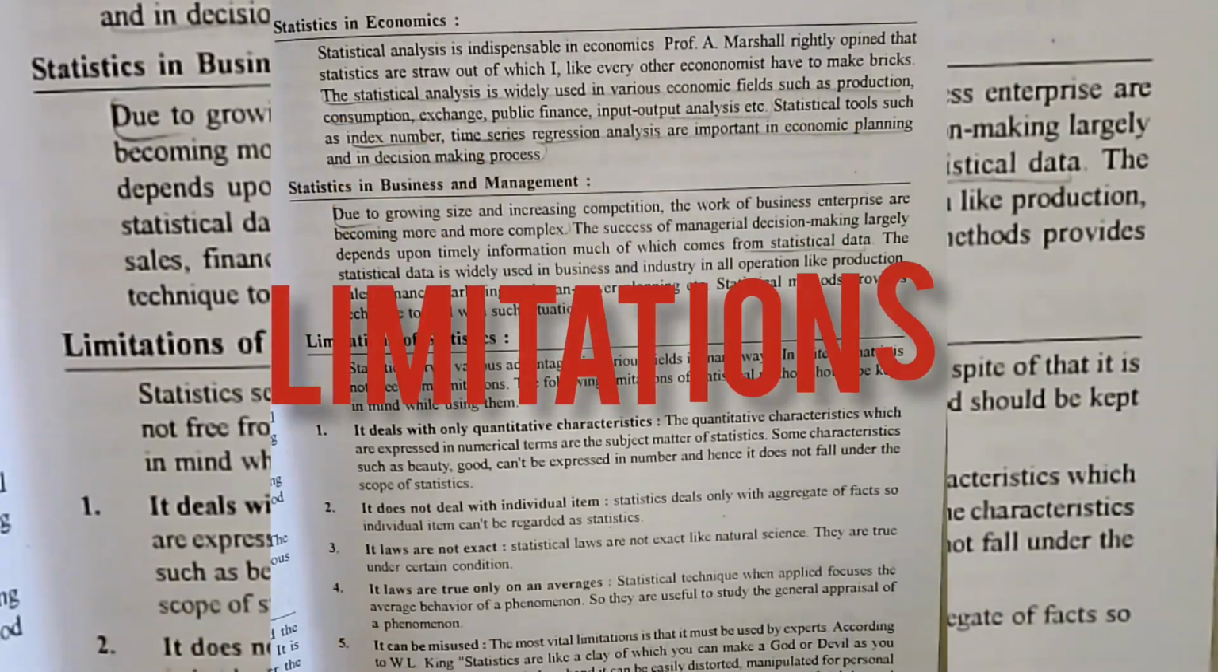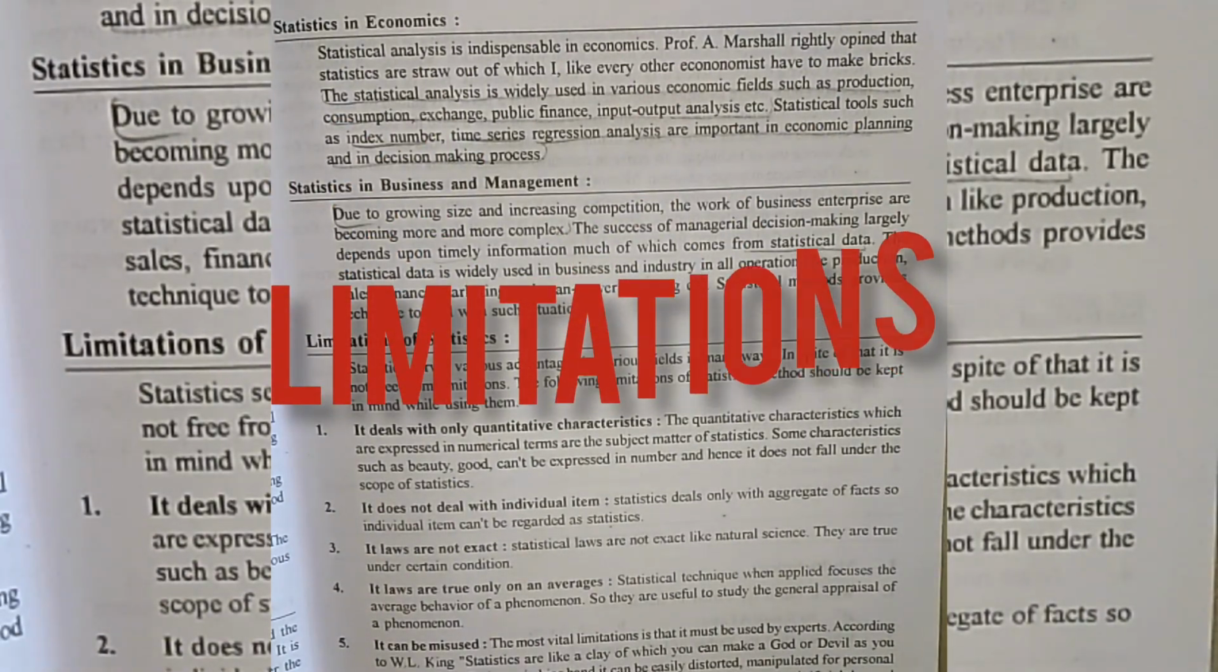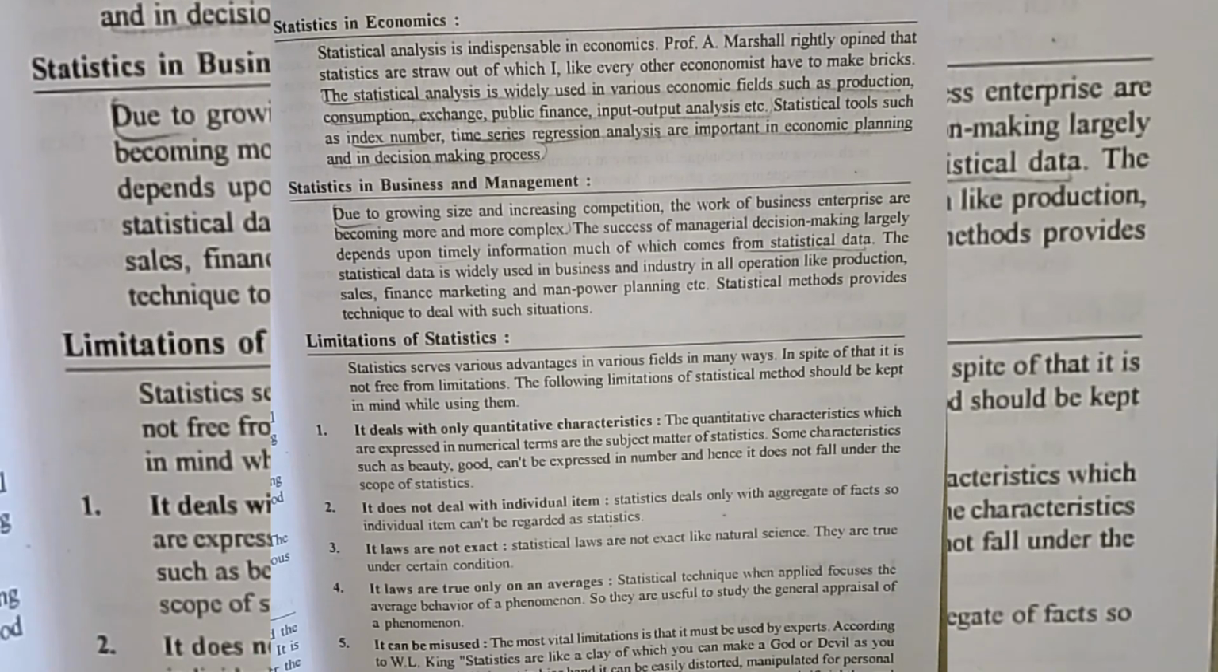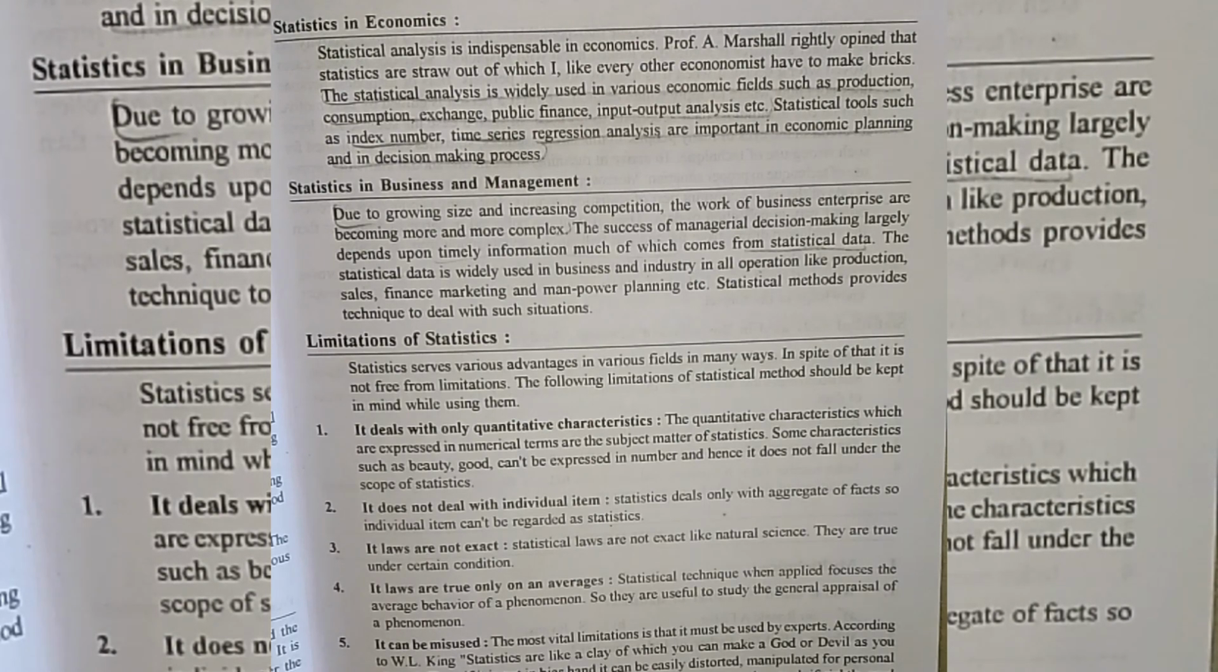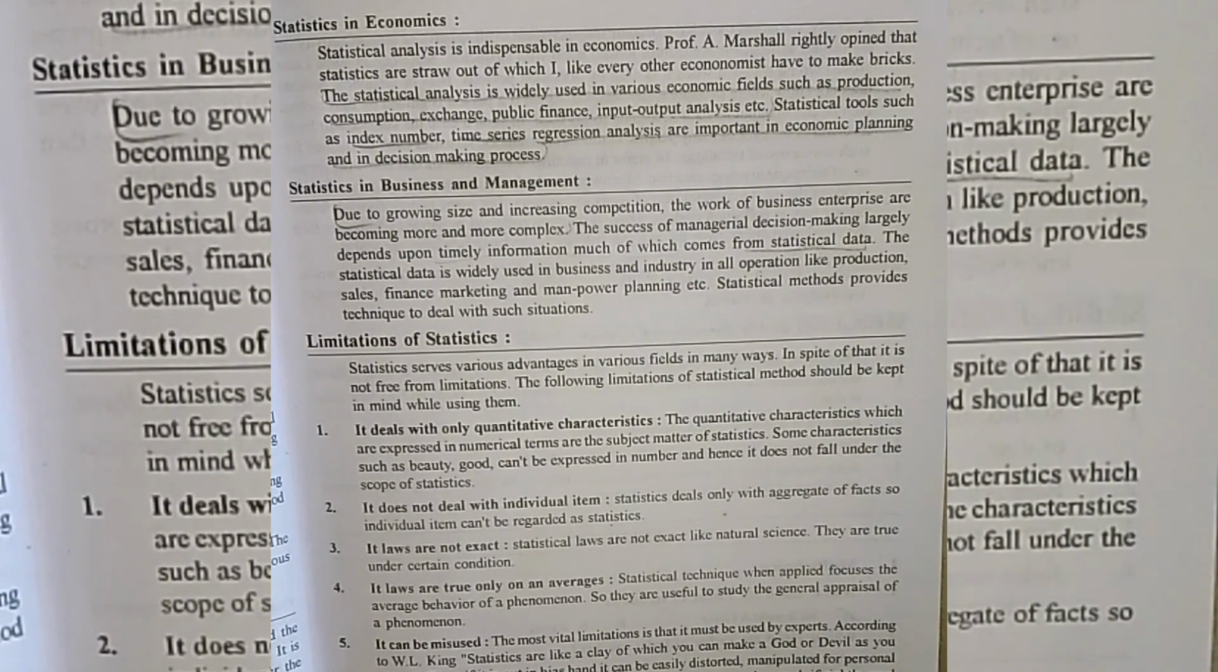So here are some limitations of statistics. It deals with only quantitative characteristics. It doesn't deal with individual items. Its laws are not exact. Its laws are true only on an average. It can be misused.